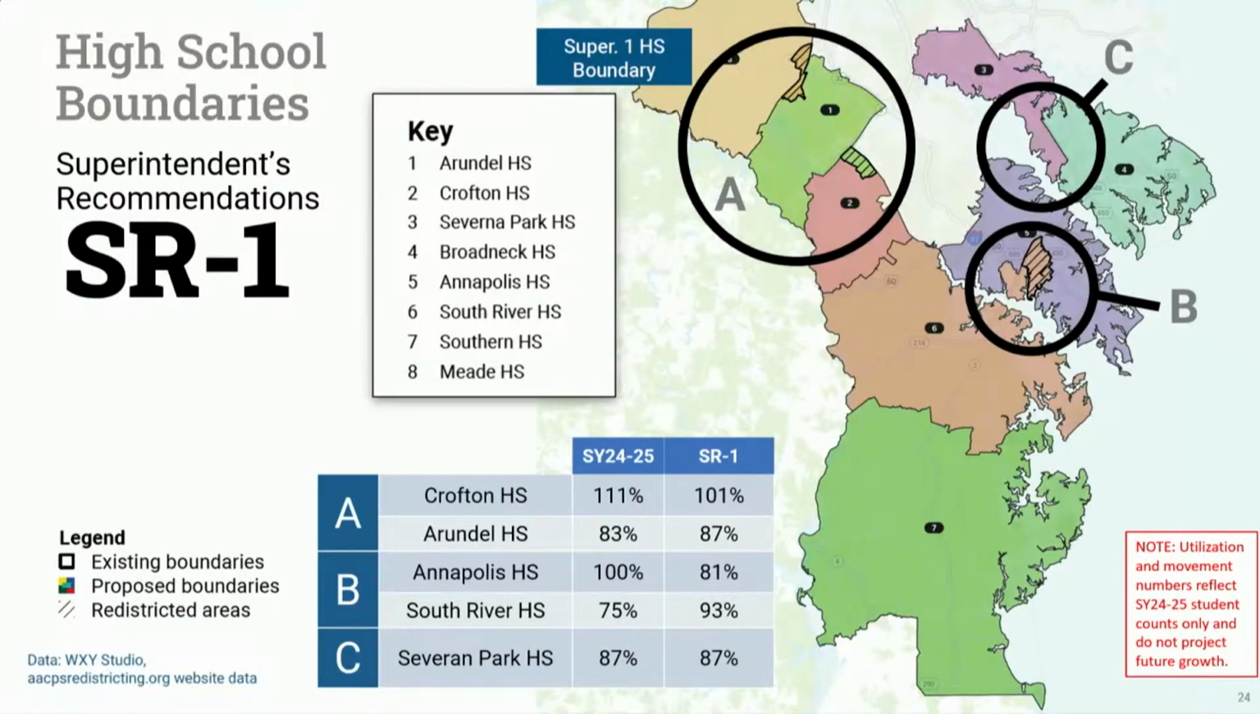At the high school level, the SR1 recommendation maintains the articulation patterns introduced at the middle school for areas A and C, but introduces a new articulation pattern in Area B. High school students living in the Mills Parole Elementary School attendance zone would matriculate from Annapolis Middle School to South River High School rather than Annapolis High School.